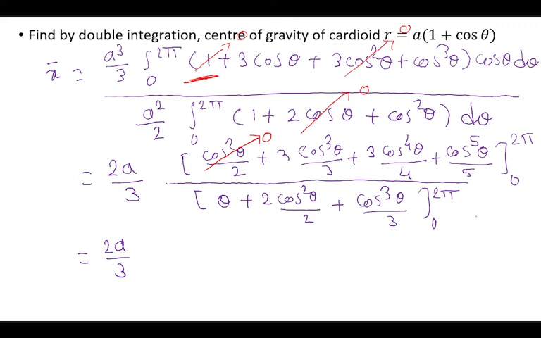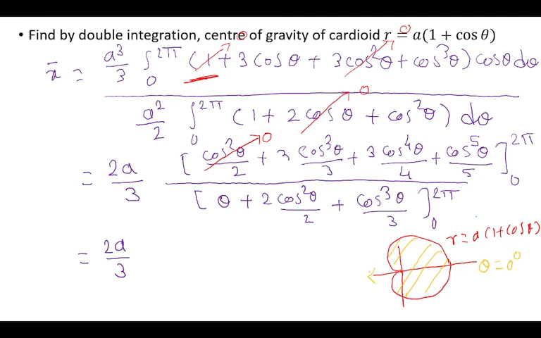You know the cardioid. I will draw the cardioid diagram and tell you what exactly we have to do. This is our cardioid, r equal to a times 1 plus cos theta, and this is the region. That region is symmetric about the initial line, or x-axis. So whatever region we get for theta from 0 to pi, the same region is from pi to 2 pi. So everywhere we should take 2 times the integral from 0 to pi.